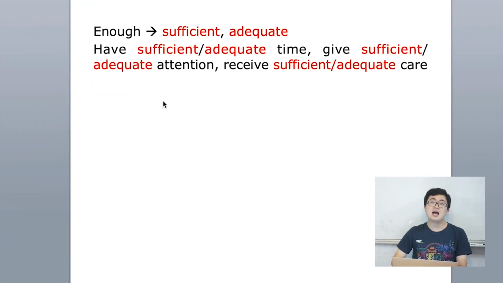The last two very important academic words to use are sufficient and adequate instead of enough. For example, you can have sufficient or adequate time instead of have enough time. You can also give sufficient or adequate attention to your children, or you can receive sufficient or adequate care from your parents. So from now on, no more enough, try to use sufficient or adequate.